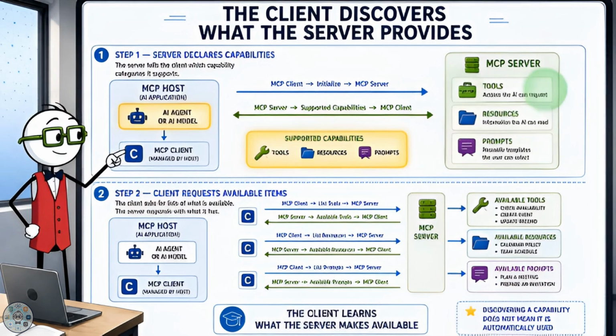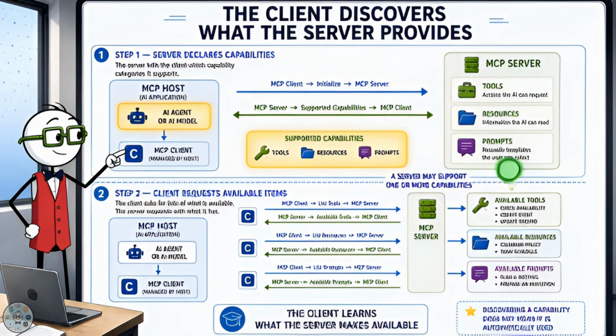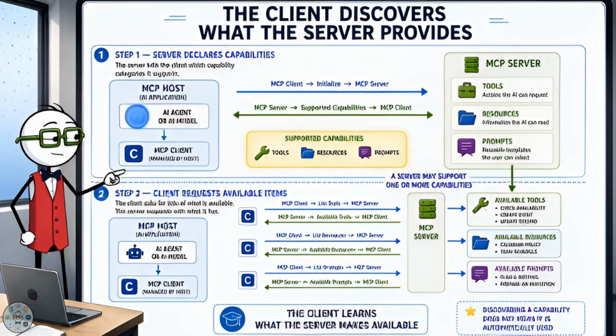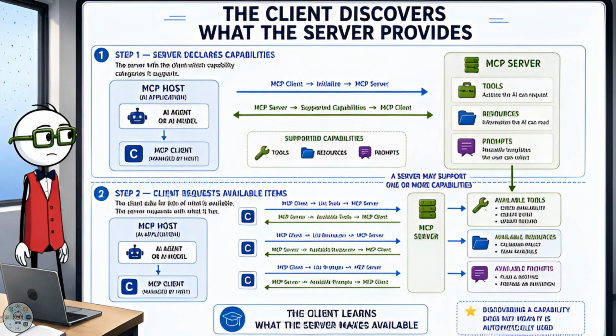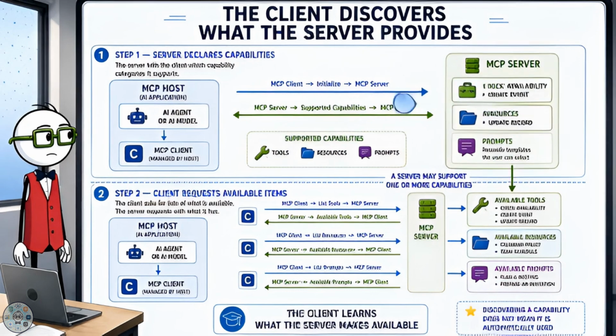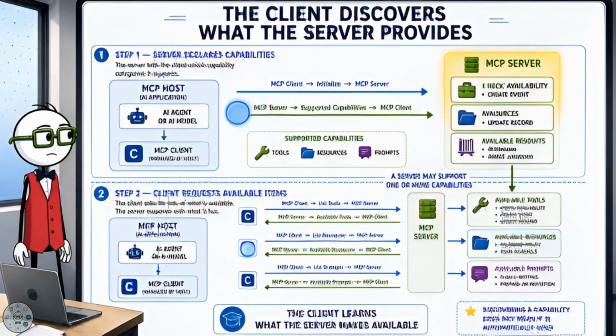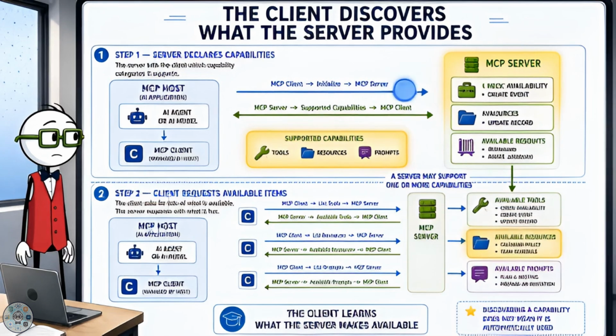When the MCP client connects to a server, it first learns which types of capabilities the server supports. The server may provide tools, resources, prompts, or a combination of them. The client can then request a list of the available items in each supported category. The server returns details such as available tools, readable resources, and reusable prompts. This discovery step tells the client what is available, but nothing is automatically used or executed yet.